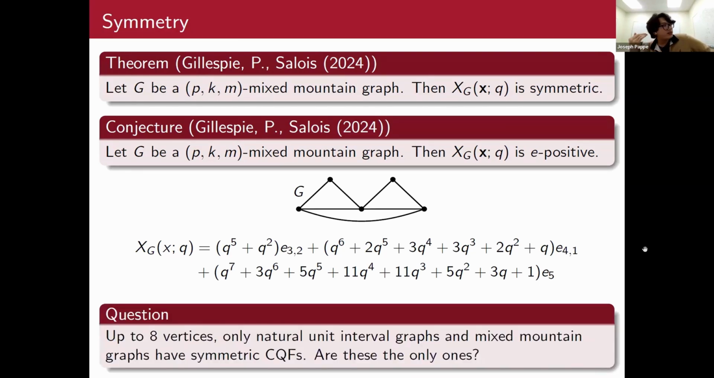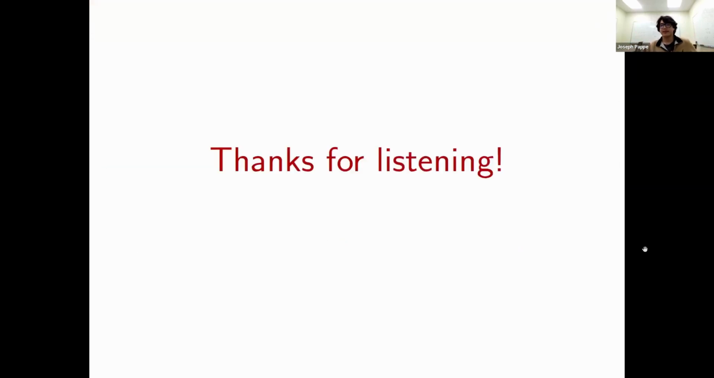Moreover, up to 8 vertices, so we looked over all labeled graphs up to 8 vertices, it turns out that the only families of graphs with a symmetric CQF are natural unit interval graphs and this new family of graphs, which are these mixed mountain graphs. So it's a natural question of whether these are the only two families or whether there are possibly more. Okay, let's thank Joseph.